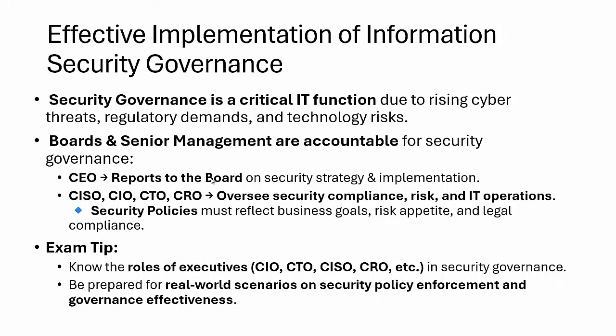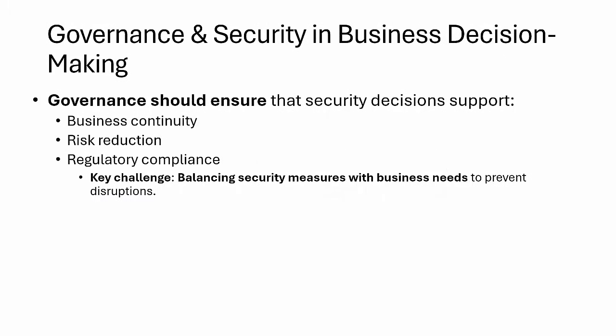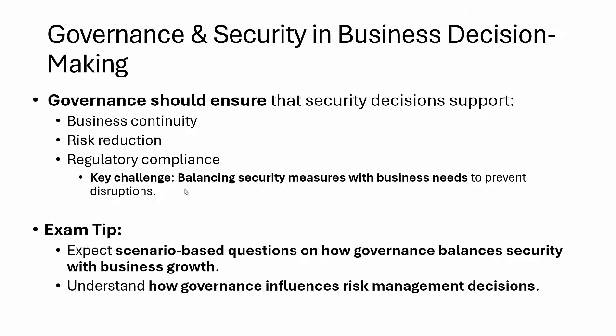Always remember, governance should ensure that security supports business continuity. Risk cannot be eliminated, so we reduce the risk and comply with regulatory requirements. The key challenge is how you balance the security measures with business need to prevent disruptions. So you can expect some questions around how governance balances security with business growth, and understand how the organization influences risk management decisions.